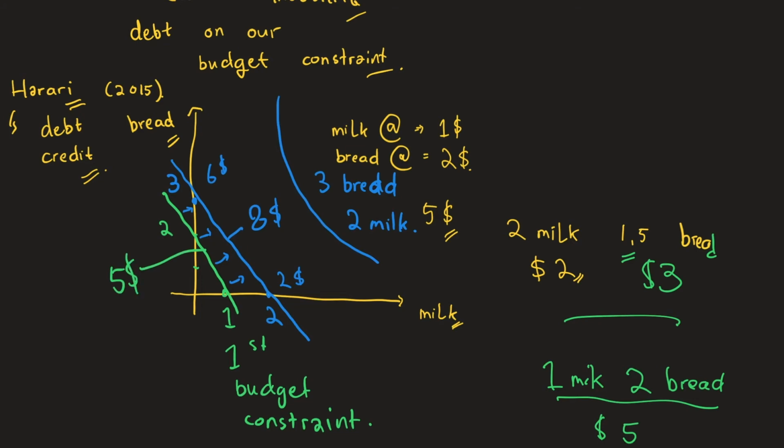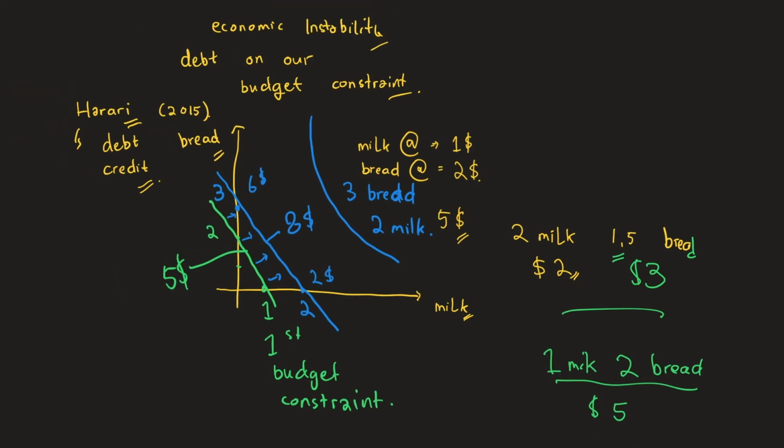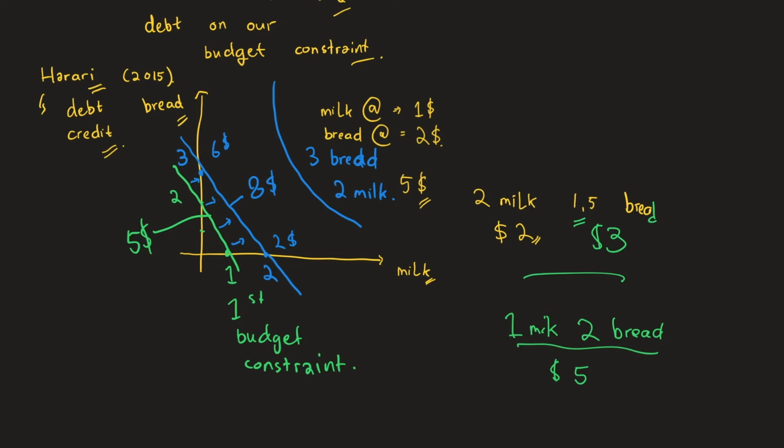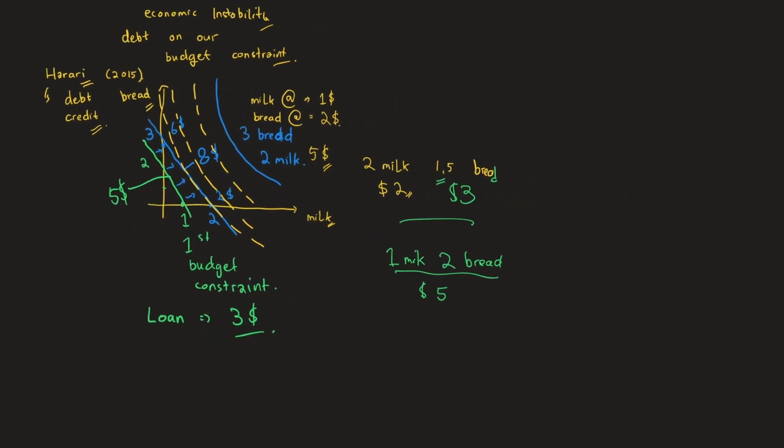So how to reach this? By taking a loan or debt. If you take a loan for $3, then it's all fine, because this is the technology of a new economy that you could take. You could take a loan and there's nothing wrong with it as long as you can pay it.